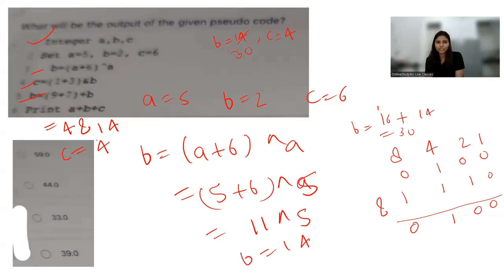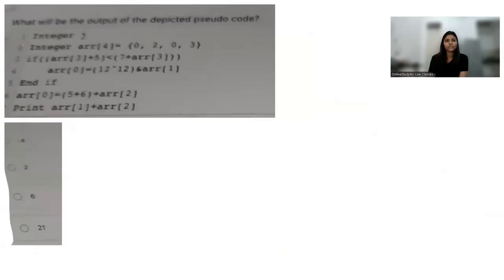Print A plus B plus C. So A was never updated, so it is 5 only. B has been updated to 30 and C has been updated to 4, right? So it will become 5 and 4, 9, and 30. So 39. 39, option number D, will be the correct answer for this question. I hope it makes sense. All right. So let's move on to the next question.